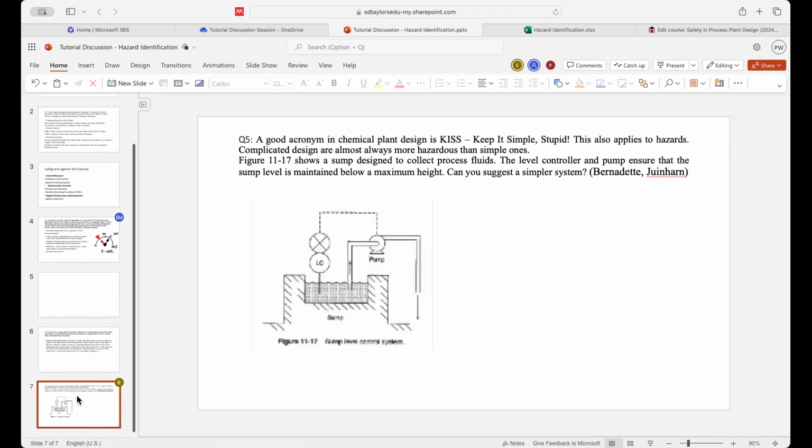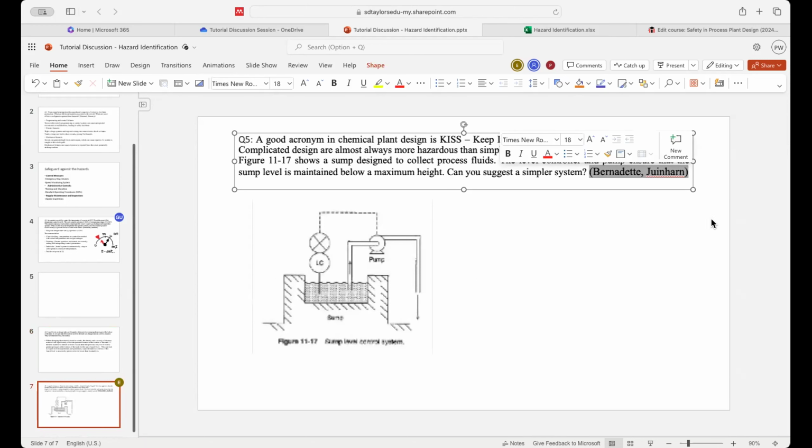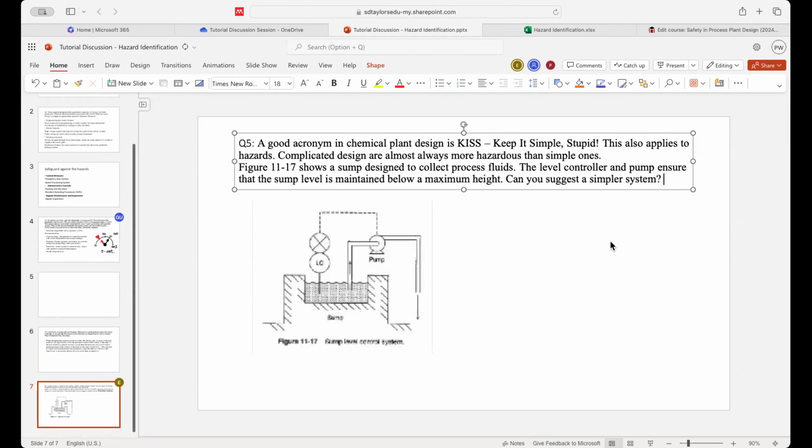If no, then the last question, this is a very simple question. Let me remove their name. I'm going to show you what to do, because safety questions sometimes can be as simple as this. A good acronym in chemical plant design is KISS. Keep it simple, stupid. Sorry for the word, the last S. But this is what we use. We want to make things simple, because the simpler it is, the less hazard it presents. Complicated designs are almost always more hazardous than simple ones.